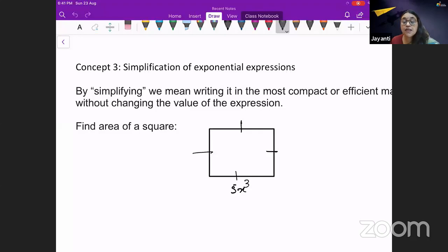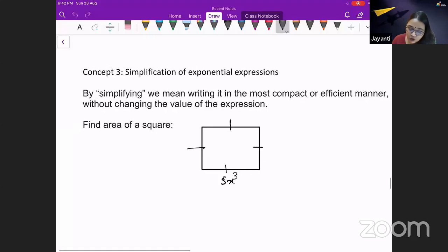Now, the third concept, right? Simplification. Now, what is simplification? Again, simplification and exponents are used so that we find the most compact and efficient manner of expressing an equation without changing the value. Okay. Now, let us find the area of a square. Now, this is a square and the side is 5x cube. So, what is the formula of area? Side into side.